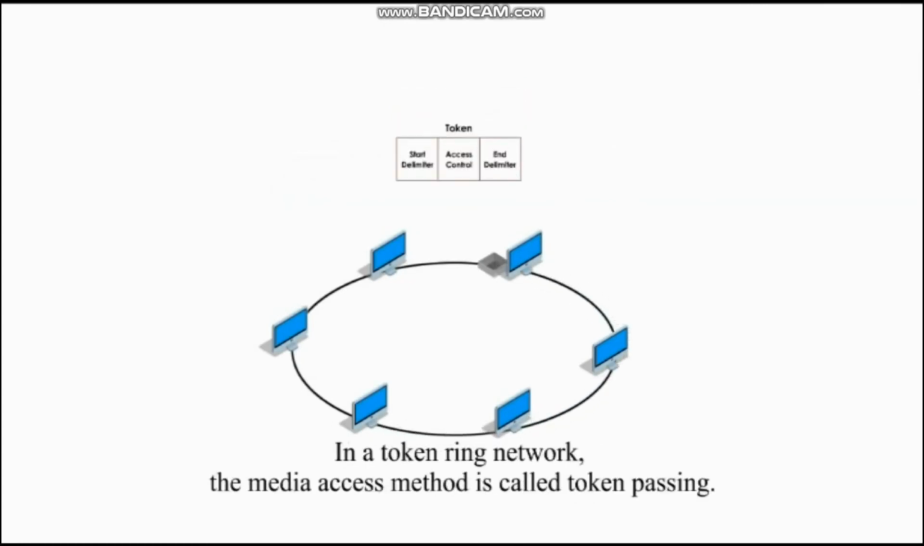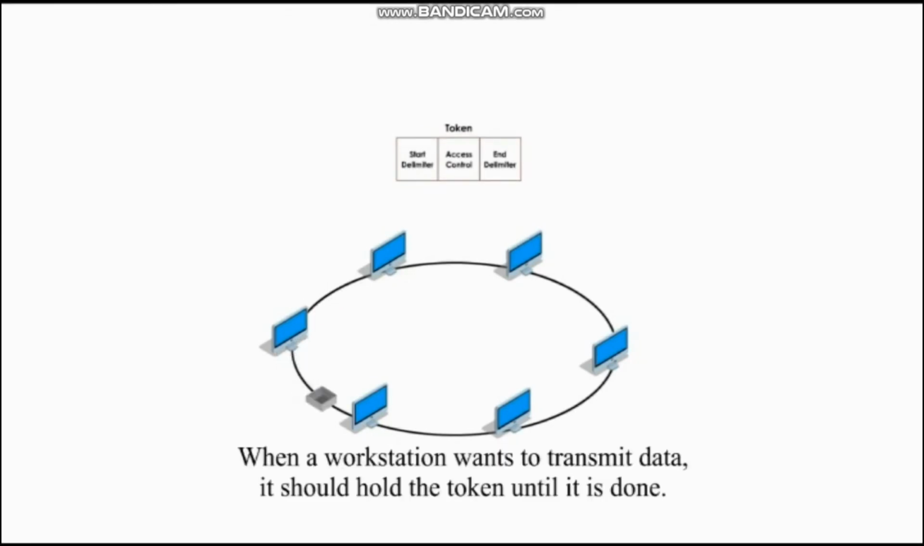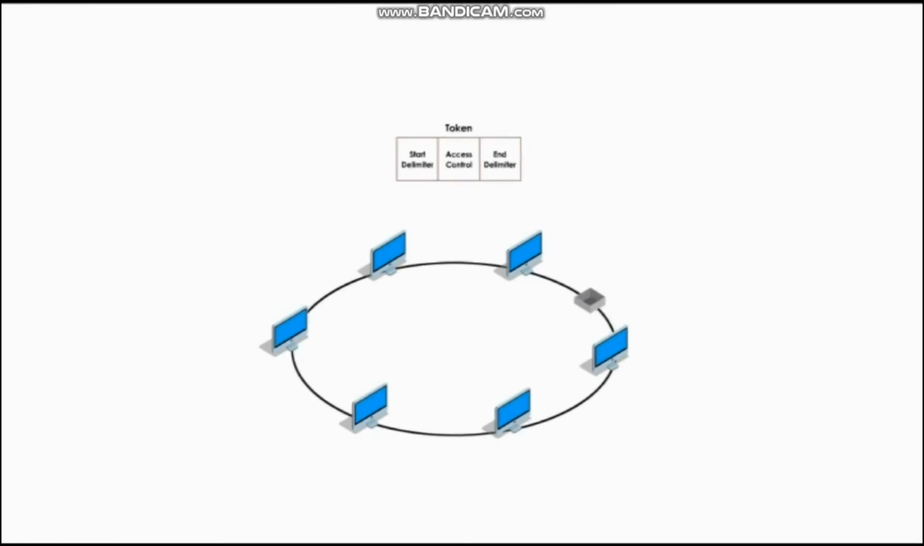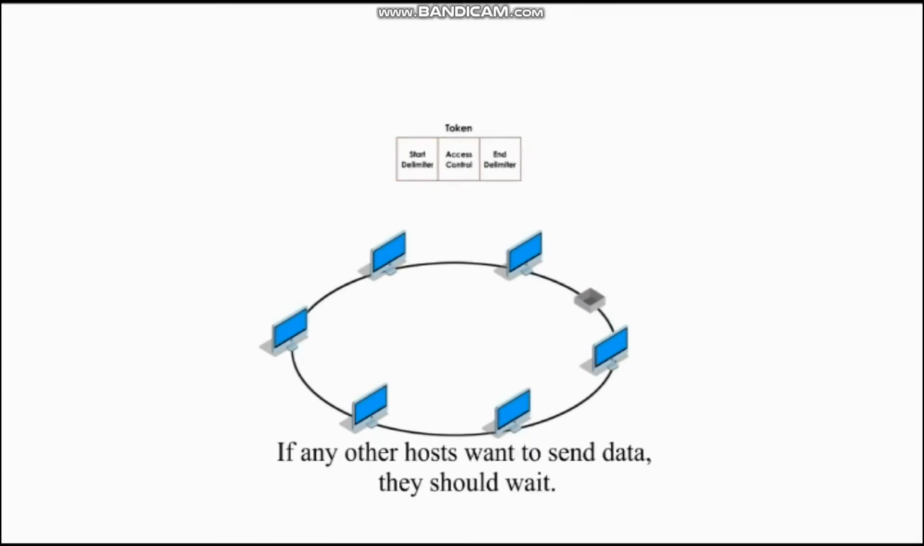In a token ring network, the media access method is called token passing. When a workstation wants to transmit data, it should hold the token until it is done. If any other hosts want to send data, they should wait.